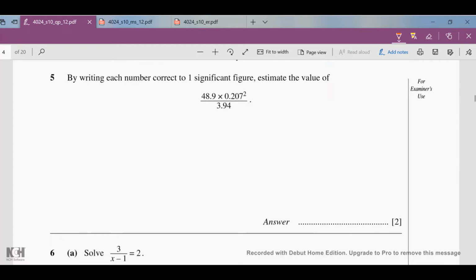We have less time to do. Okay, we're writing significant figures. Please read the question. By writing each number correct to one significant figure, then estimate. Okay, we have to write this in one significant figure. 48.9, and the one significant figure is 50. And I will discuss it when I have done the estimation as a lecture. You can see there. Okay, I will give the example.